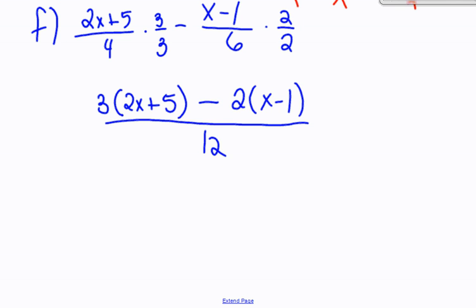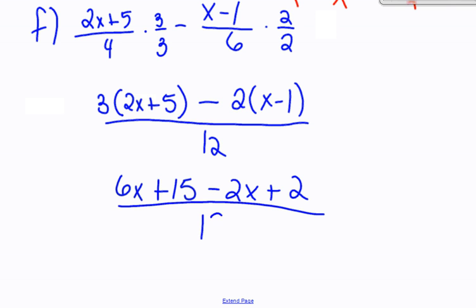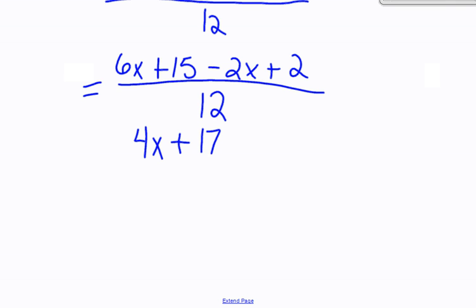Okay, so we can distribute. We've got 6x plus 15. And we need to make sure this negative 2 goes to both terms, so it's minus 2x plus 2, over 12. Then we combine our like terms: 6x minus 2x gives us 4x, and 15 plus 2 gives us 17 over 12.